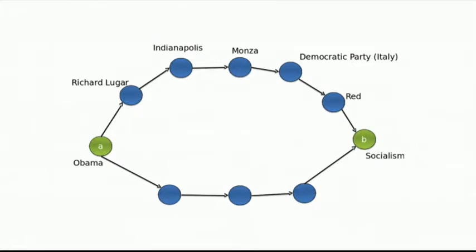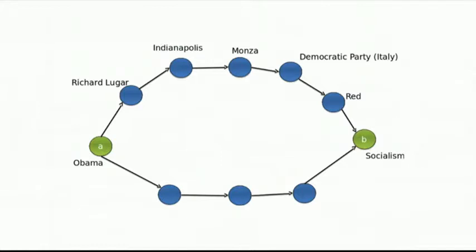The idea is, well, Obama probably appointed this politician of Indianapolis. Indianapolis is a twin city of Monza, Italy, which is ruled by the Democratic Party, whose symbol's color, I think, is red, which is the color of socialism. Now, if somebody told you, you know why Obama is a socialist, I have the clue, you wouldn't believe it. Maybe there are also other paths that are more to the point. But what really makes this series of concepts unbelievable?